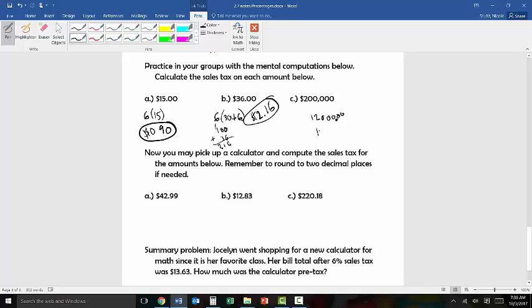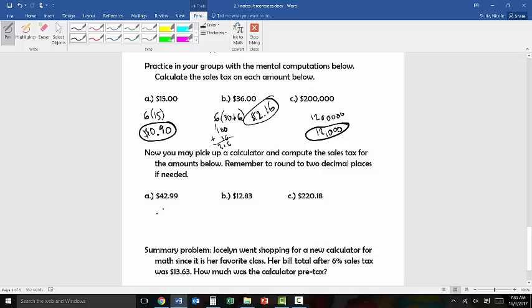So it looks like 12,000. It's going to be 6% of 200,000. So you can see, if you spend a ton of money, maybe buying a house or a car or something like that, that's a lot of sales tax that you pay. So it might not seem much for something that's $15, but when you get to 200,000, it is a lot of money.